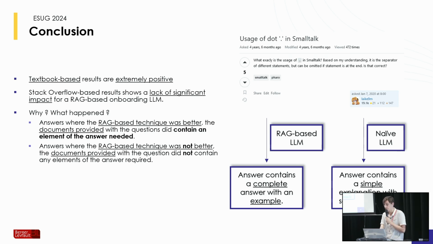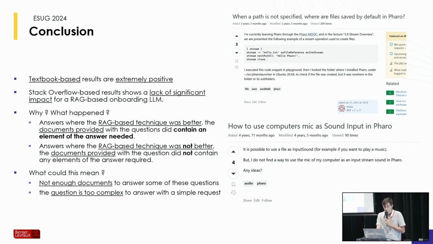And indeed, when we checked the documentation, we did find a document explaining the rules around it and actually giving an example. So what could this mean? I think for the initial results, one, we did not have enough documentation to answer some of these questions. Especially when we checked some of the questions that we extracted, and also checked the documentation, it was kind of hard to find an answer.